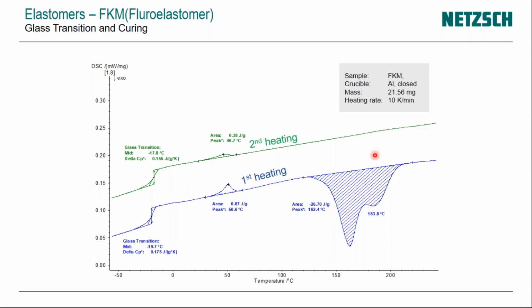Now, when we go to the second heating to study the glass transition, what we can see in the second heating, which is the green one, is that there is no more curing. The curing is gone here. We can also see a small shift in the glass transition. In the first heating, the glass transition was at close to minus 19, whereas in the second heating, the glass transition is at close to minus 17 degrees, and there is no more curing happening in the second heating.